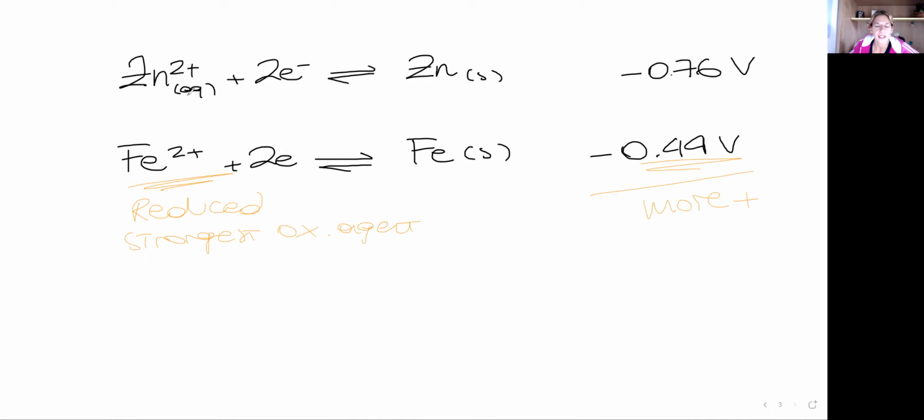Let's do the same thing for the first one. Zn2+, so this is more negative.